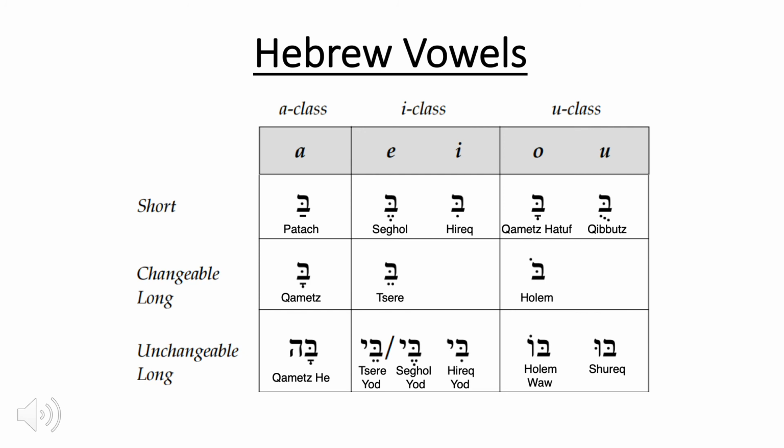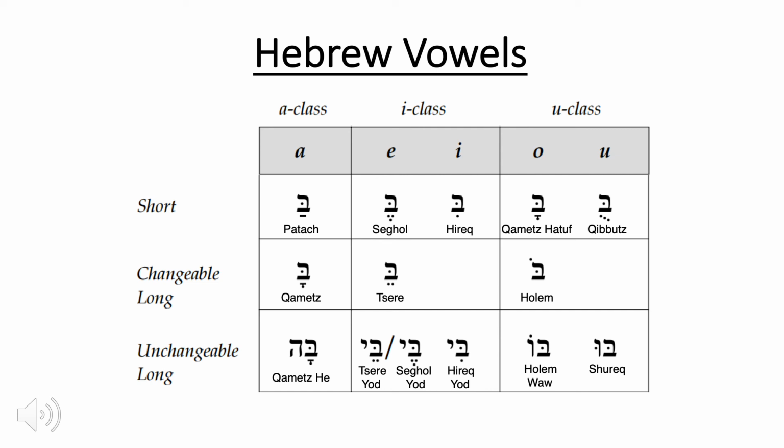So here is our whole chart: short, changeably long, and unchangeably long, and our various classes: A class, I class, and U class, which then divides up into A, E, I, O, and U, the way that we have it in English. Again, we have patak, followed by komets, and komets he, which is an unchangeably long letter. You'll notice that on the previous chart, we had an unchangeably long letter that either had yod or vav. Here we have a he.